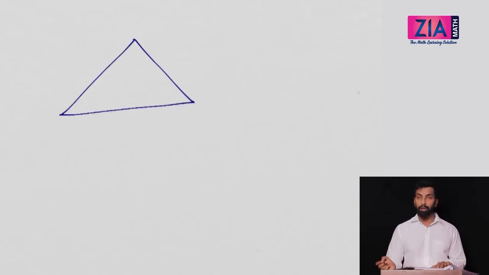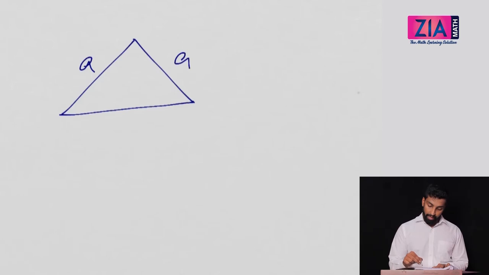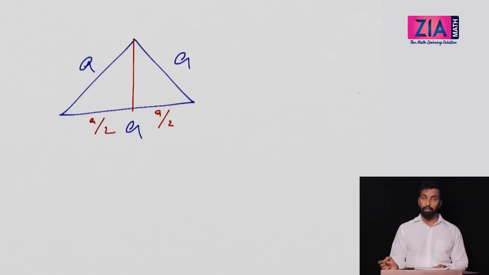Now what if it's an equilateral triangle? All the sides are equal, so this will be A, this will be A, this will be A. How will you find the area? You can drop a perpendicular here. If you drop a perpendicular, it will bisect the base. So this will be A by 2 and this will be A by 2, and this side is A.